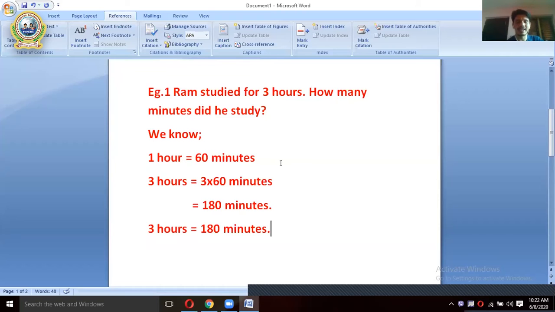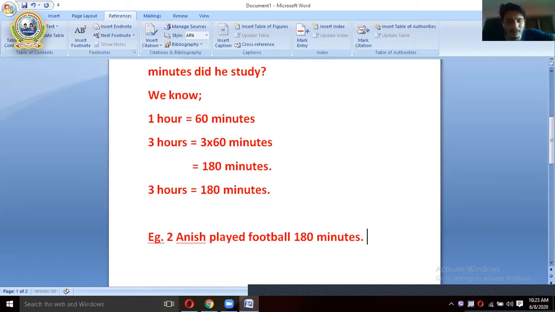Now let us go to example number 2. Look on the screen. Suppose we have a boy, a student named Anis. Anis played football for 180 minutes. He is playing football for 180 minutes.